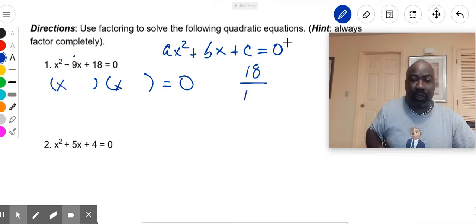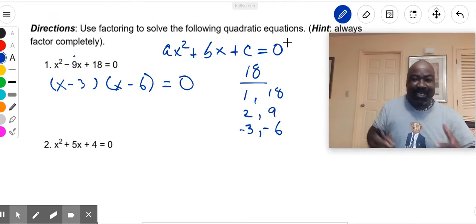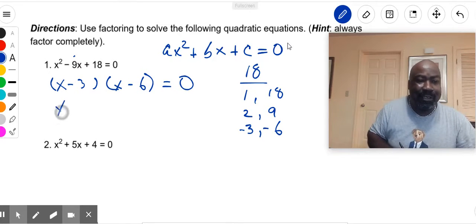So what I do is 1 times 18. I break it down: 2 times what? 9. 3 times 6. Ding, ding, ding, ding. So I realized that these two numbers have to be negative. So I said -3, -6. Okay, the answers are jumping at me. So therefore, the solution to this right here is just 3 and 6. And someone's asking me, how do you get that?